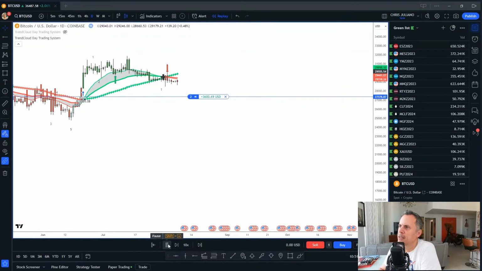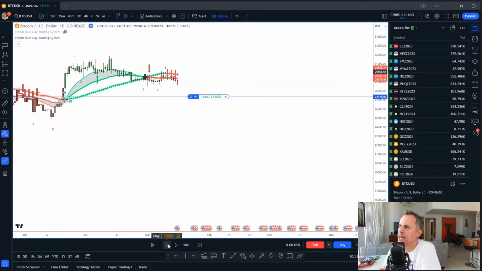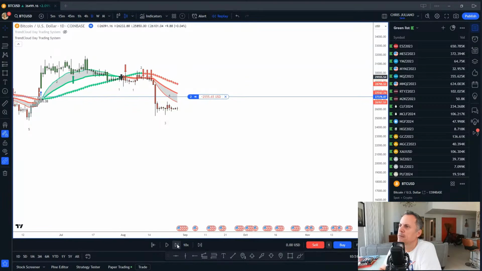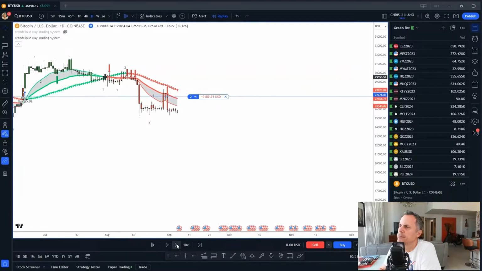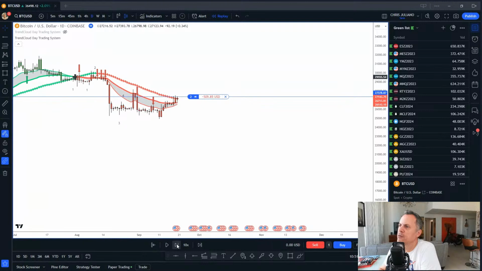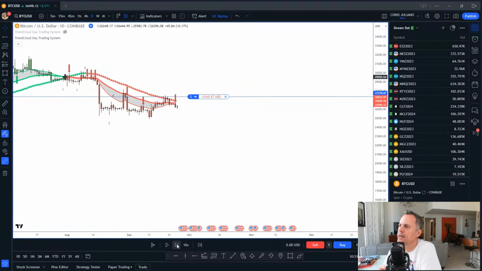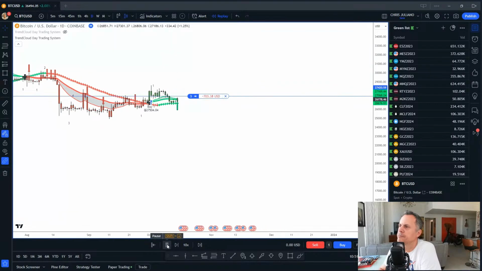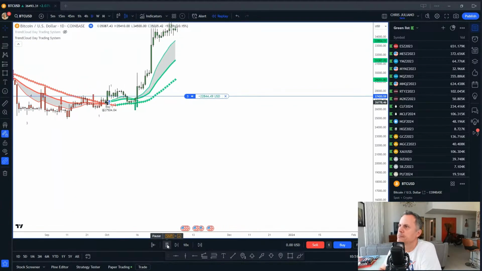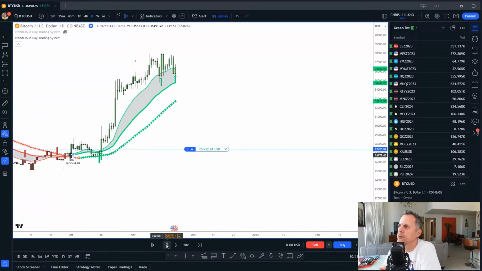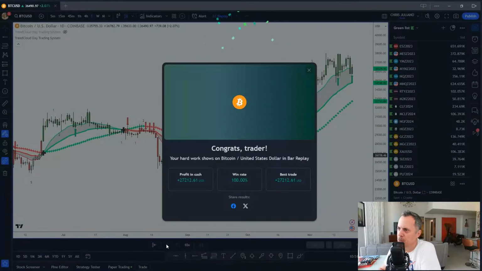Okay, pulling back, pulling back. Deep pullback. Bitcoin is on sale. When do we buy it again? Right there. Buy it again. Move forward. And there you go.